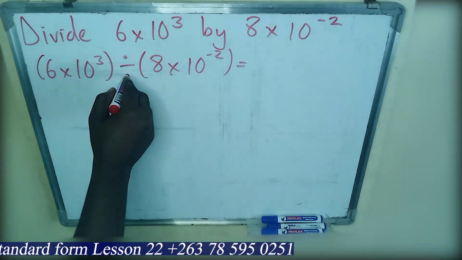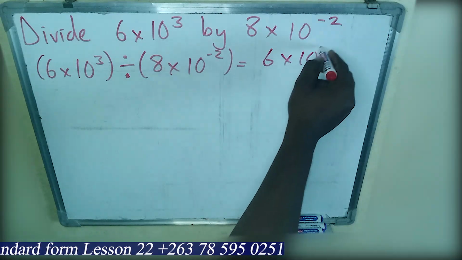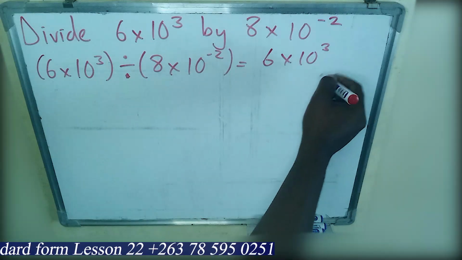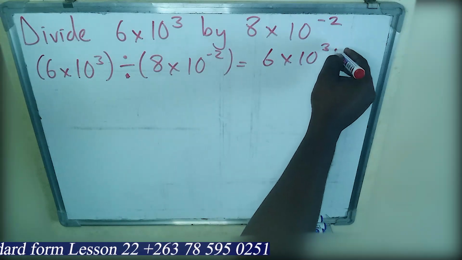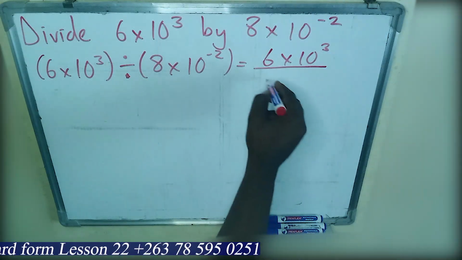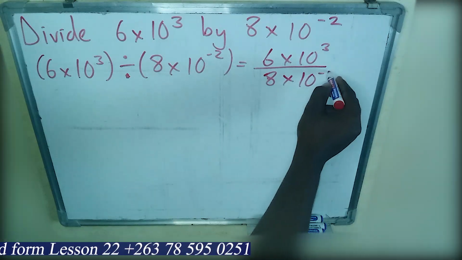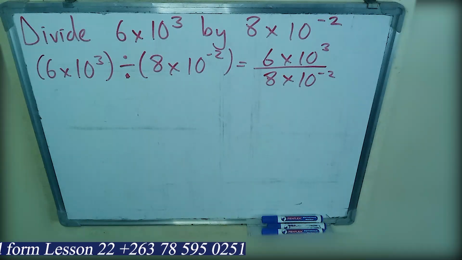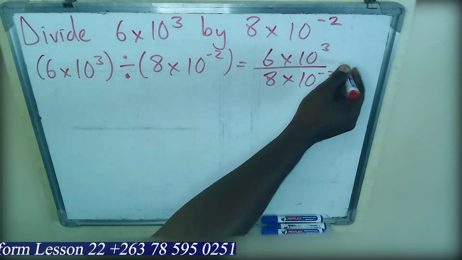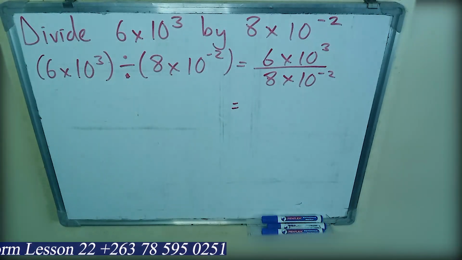So you can write this in this way. You can write 6 times 10 to the power of 3. You can remove the brackets. Then you write divided by. Or you can write this way. You need to put a division sign, 8 times 10 to the power of minus 2. This is how you write this one. Then 6 times 10 to the power of 3, division sign, this is a division line, divided by 8 times 10 to the power of minus 2. Then is equal to. So we now calculate.